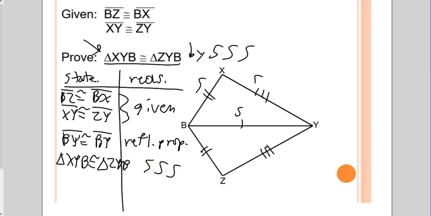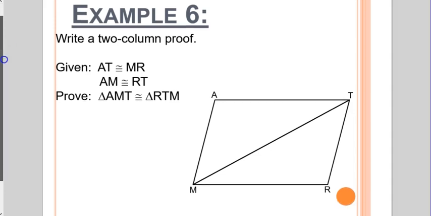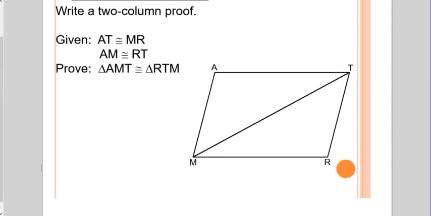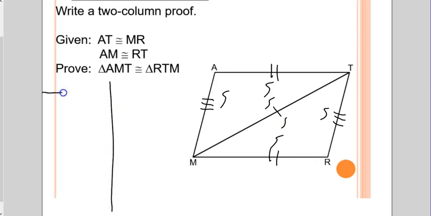That's it. Hit pause if you need to. Go back if you need to. All right, what do we know? We know that MT is congruent to itself. We know that AT is congruent to MR. And we know that AM is congruent to RT. Well, this is side, side, side. This is the same thing as the last one. The letters just changed. See how simple this is?